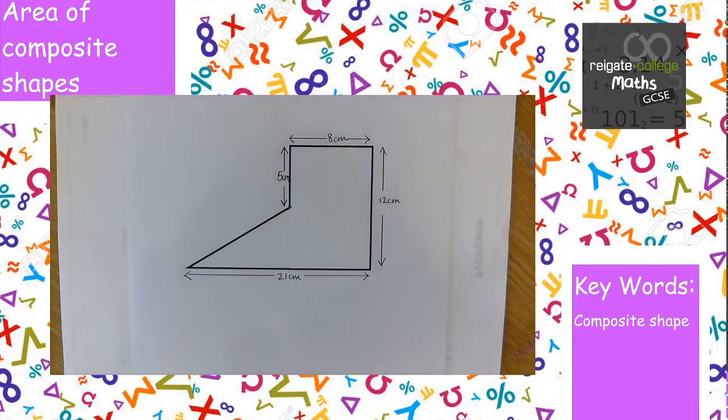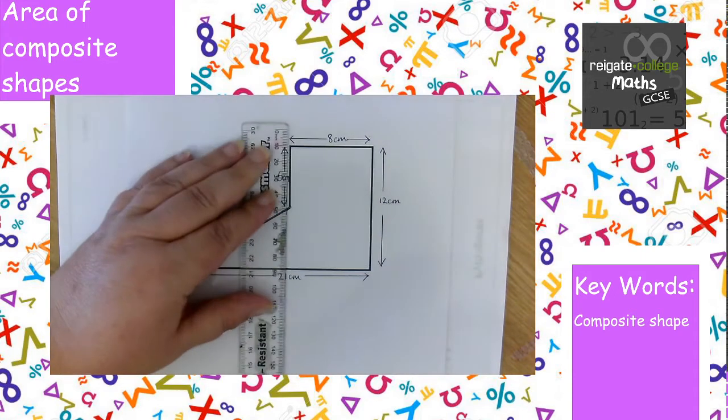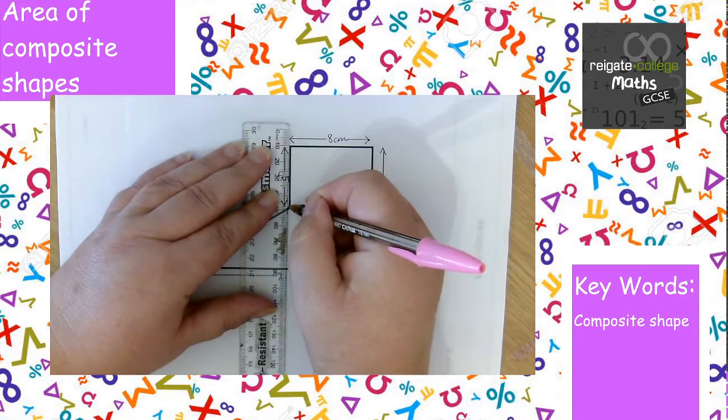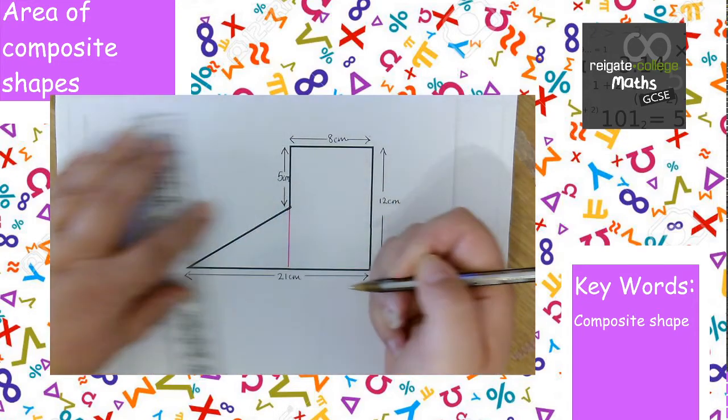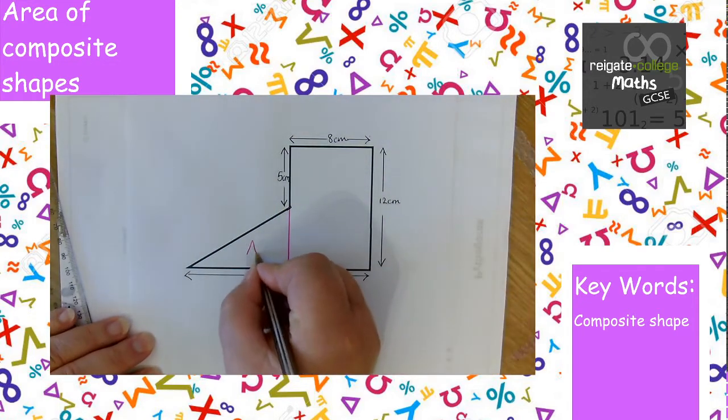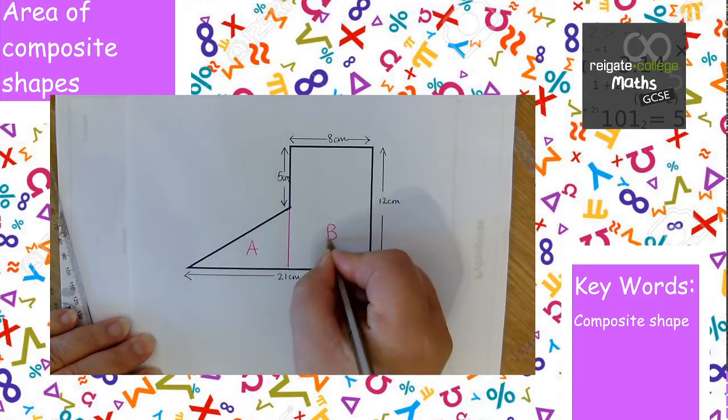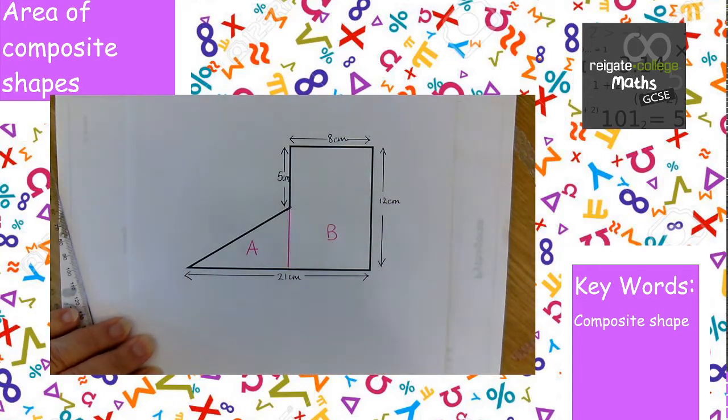A composite shape is a shape that's made up of two or more regular two-dimensional shapes, like the shape I have here. I need to find the area of this, and I'm going to do it by splitting it into the two regular shapes that it is. If I draw a line down here, label my two shapes A and B, you can see I have a regular triangle and a regular rectangle.